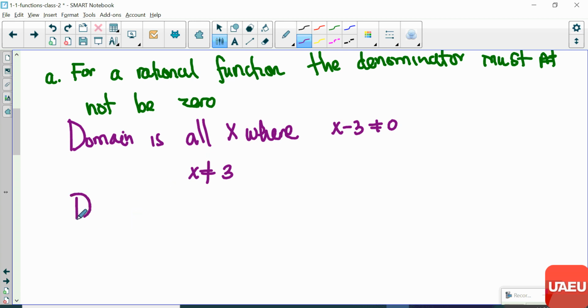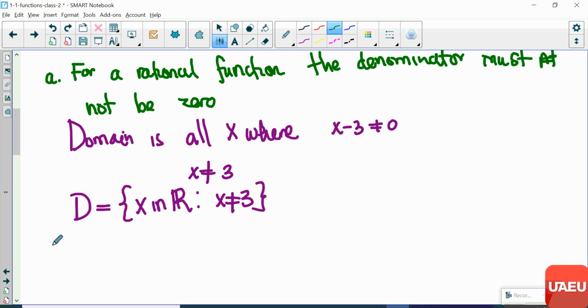I'll write it this way. D, which represents the domain, is equal to this bracket here, telling us the set of all x numbers that are in the real numbers. Real numbers, we write with a special R like this one, where this bar is saying such that, or where, x is not equal to 3. This is the appropriate way of writing this answer.